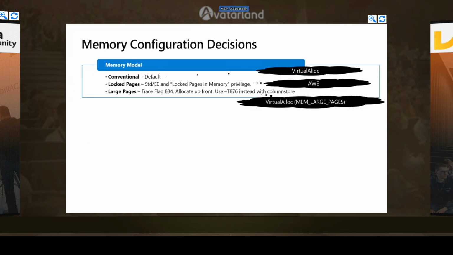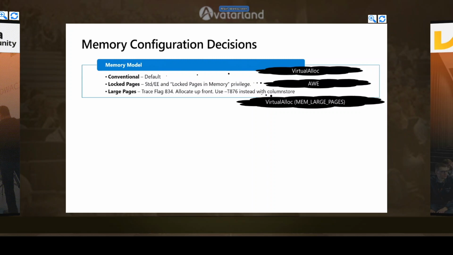First of all, it starts with something called a memory model. The default memory model for SQL Server is called conventional, and we use the virtual alloc APIs to do that. When you use conventional memory, your working set represents the most memory of SQL. It's going to be high. It's going to be very comparable to the amount of memory that SQL is using.